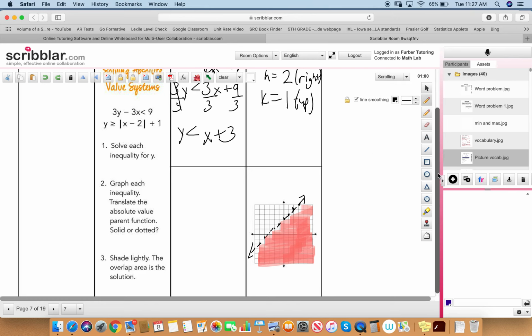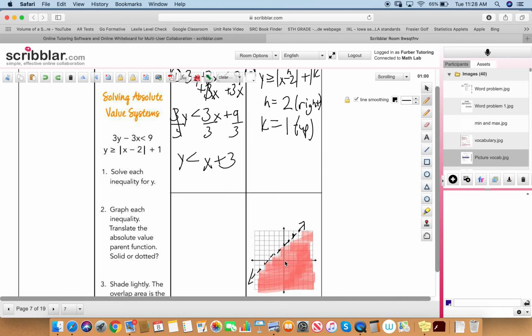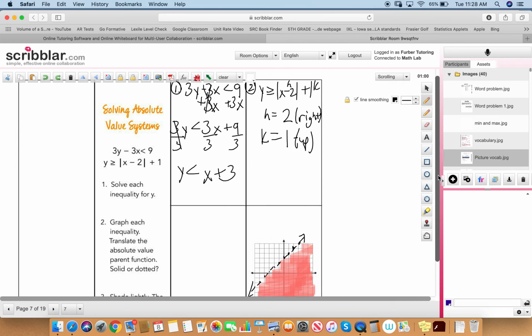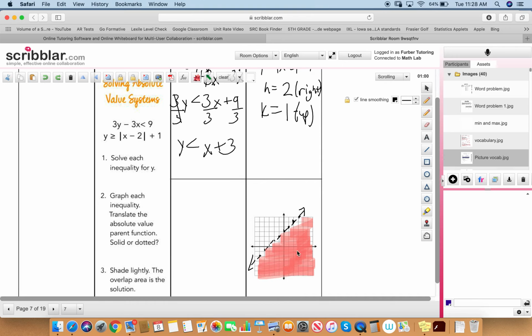For this one, we just need to remember that the parent function is located right here at 0, 0, with all of the individual corners filled in because it's going to be a slope of 1. But I'm going to move every point 2 to the right and up 1. So I'm going to start with the point at the center, move 2 to the right and up 1, and that's the new vertex. Then you can just go ahead and start plotting the slope of those.